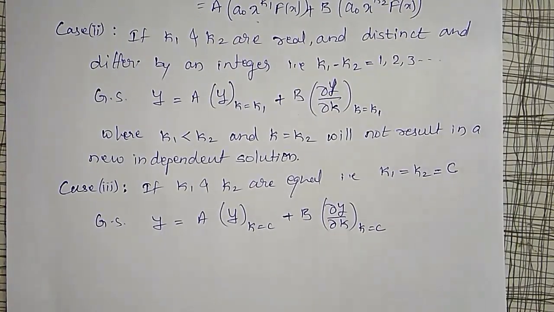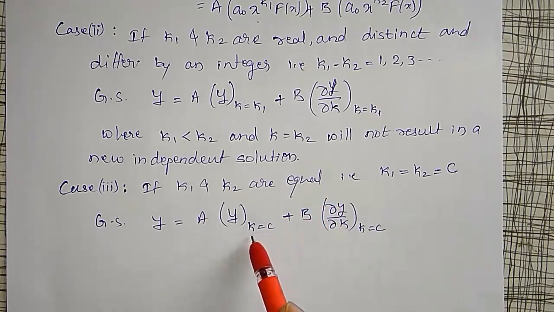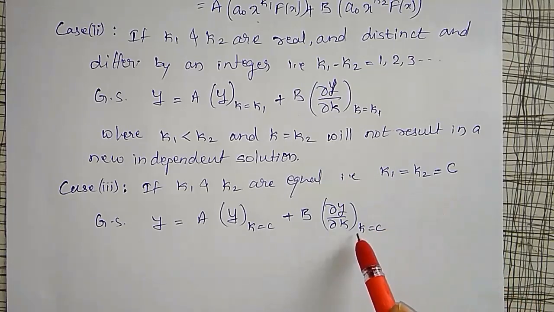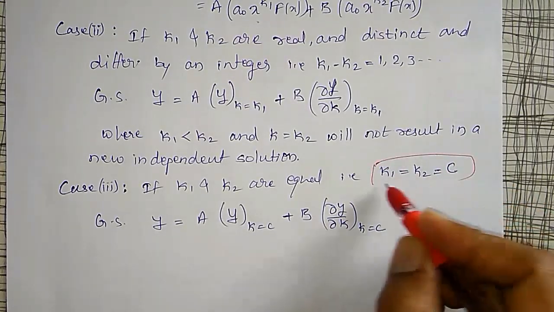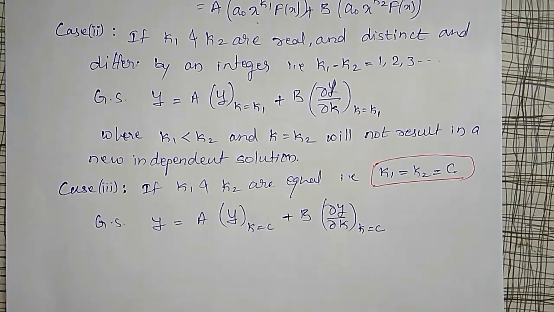Like that, one more case we have to discuss. If the two roots k and k are equal, then replace the constant ky equal to c, take the partial derivative of y with respect to k, and substitute k equal to c. This is provided both the roots are equal. Using this method, one simple example I would like to discuss here.